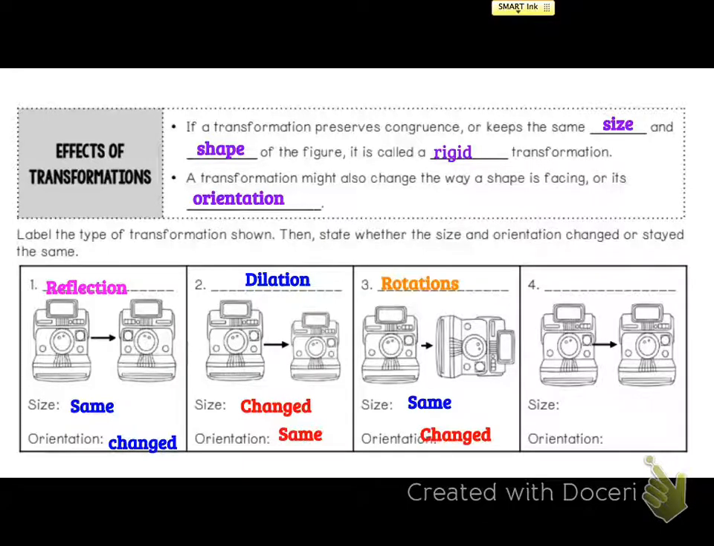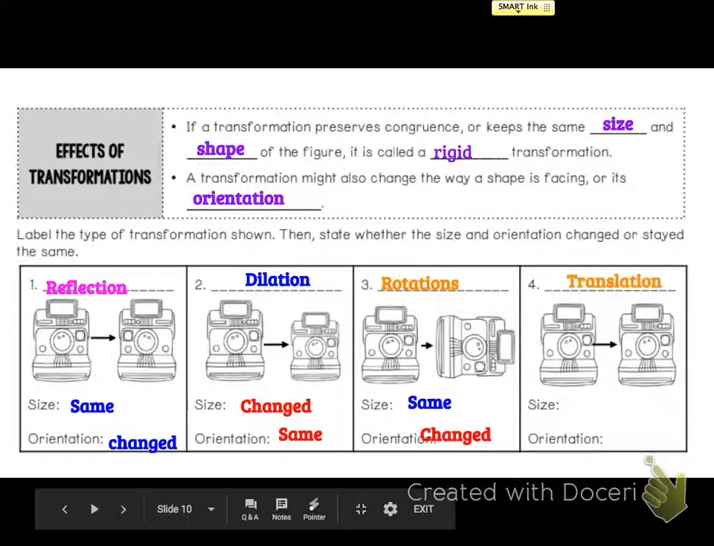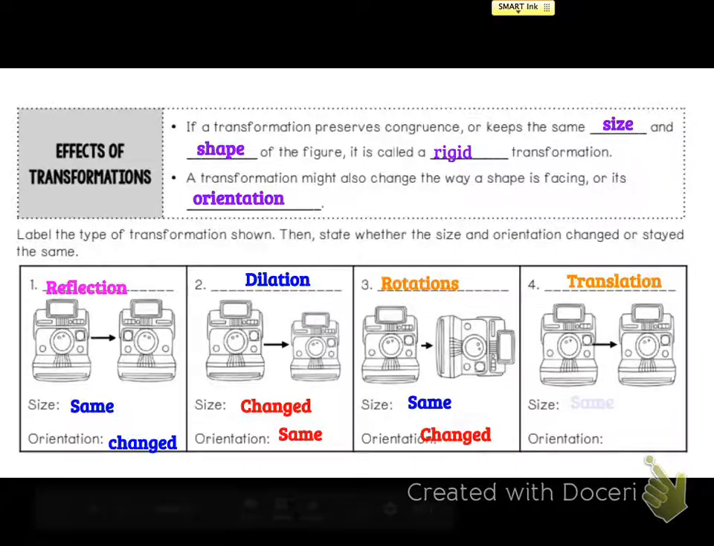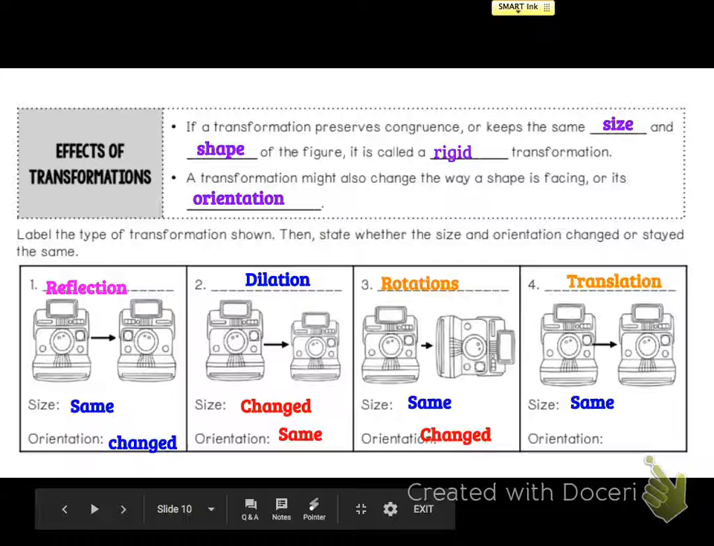Think it's a reflection? It's a translation. It is a translation. It slid. Notice everything is the same on it. So the size is what? The same. Is the orientation the same? Yes. So keep those in mind.